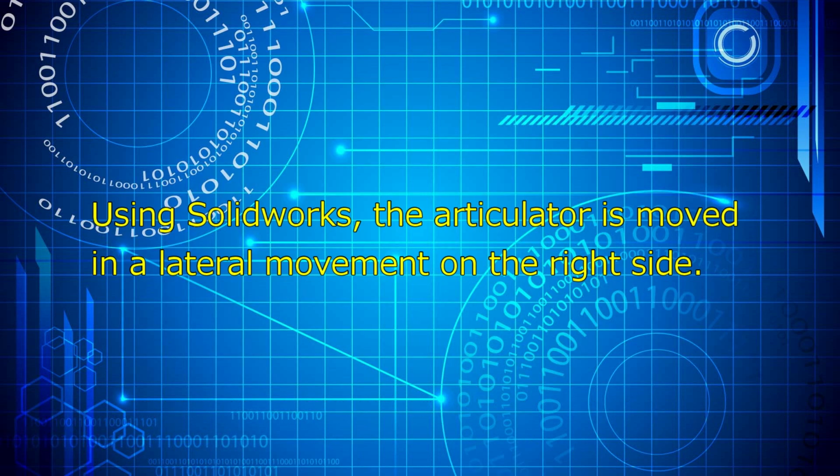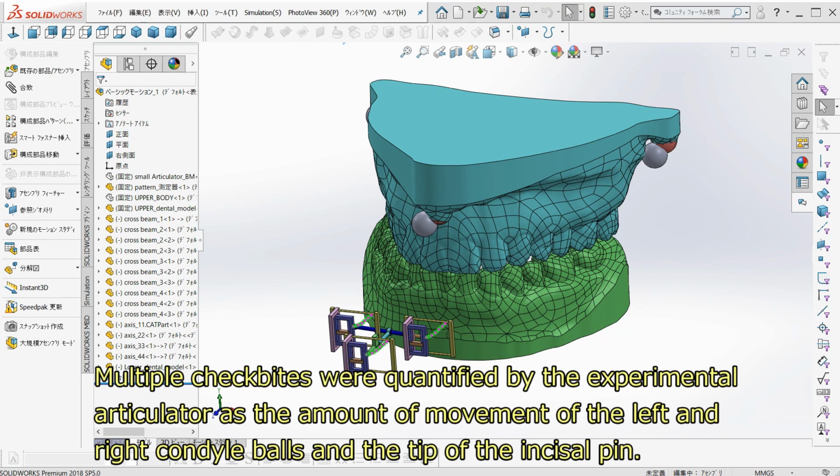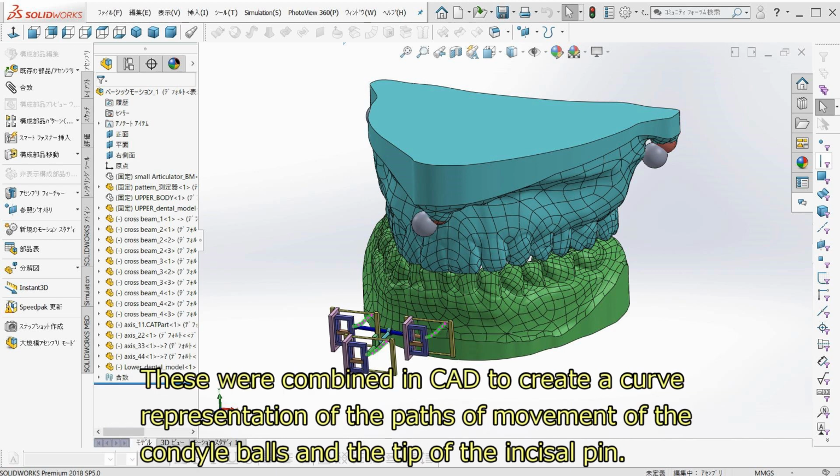Using SolidWorks, the articulator is moved in a lateral movement on the right side. Multiple check-bytes were quantified by the experimental articulator as the amount of movement of the left and right condyle balls and the tip of the incisal pin. These were combined in CAD to create a curve representation of the paths of movement of the condyle balls and the tip of the incisal pin.